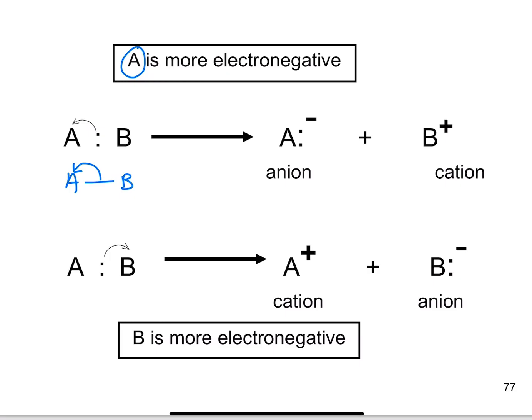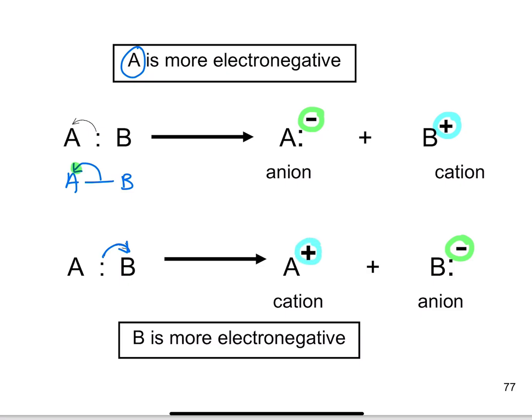As you can see here, I am using a double-headed arrow because two electrons will travel towards A since it is more electronegative, and as a result, I have A an anion and B, which has fewer electrons, will be a B cation. What happens if B is more electronegative? You can see over here, all the electrons from the single bond will be given to B, and then what we have is B becoming the anion and A is now the cation. I hope you can see it clearly.